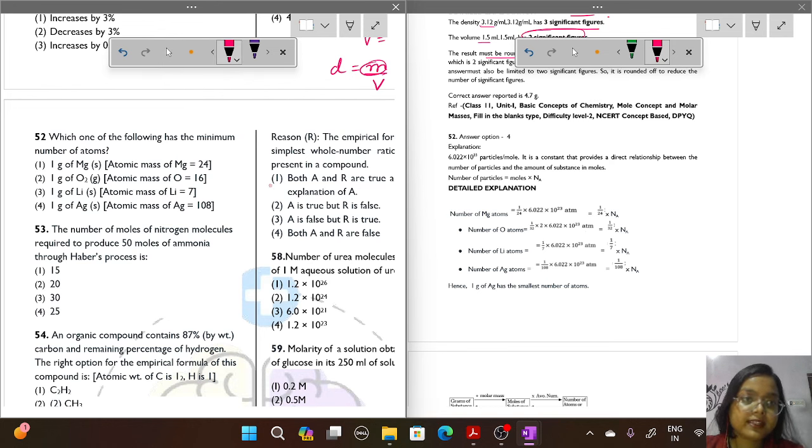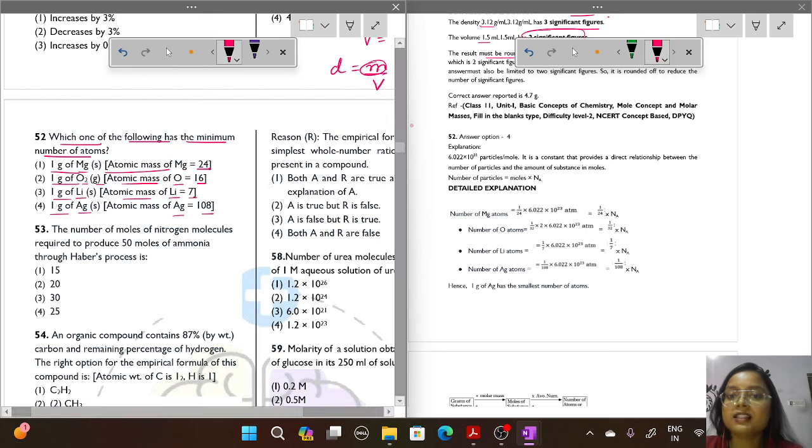Question number 52 says, which one of the following has the minimum number of atoms? Which has the minimum number of atoms? The options are 1 gram of Mg solid, atomic mass is given of magnesium, which is 24, 1 gram of O2 gaseous, atomic mass of oxygen is given as 16, 1 gram of lithium, atomic mass of lithium is given as 7, and 1 gram of silver. Okay, and atomic mass of silver is given as 108. So we have to find out that among these four, which will contain the minimum number of atoms, right?